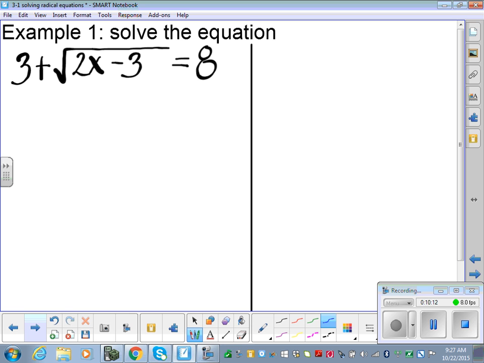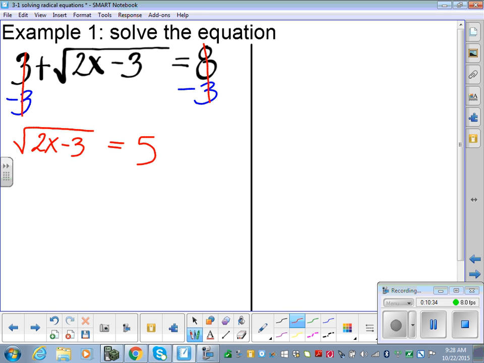So if this 3 is being added to this, how should we get 3 to the other side of the equation? Good. Subtract 3 from both sides of the equation. Now over here, on the left, that adds up to be 0. Now leaving you with, on the left, the square root of 2x minus 3 is equal to, very good, 8 minus 3 is 5. Questions on that? We've isolated the radical. There's nothing multiplied to it. There's nothing added to it.